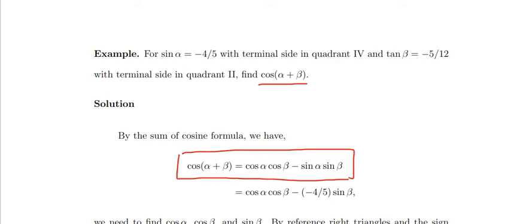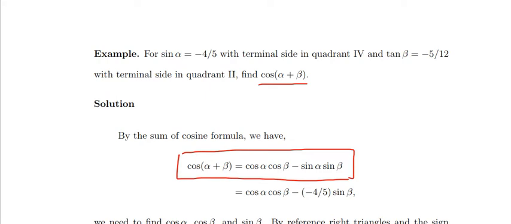It's hard for us to remember those formulas, so I will give you a formula sheet. We will have many formulas. In the exam, you can use the formula sheet. So you don't need to memorize those formulas, but you need to know how to use them. Since we first find cosine alpha plus beta, cosine alpha plus beta equals this.